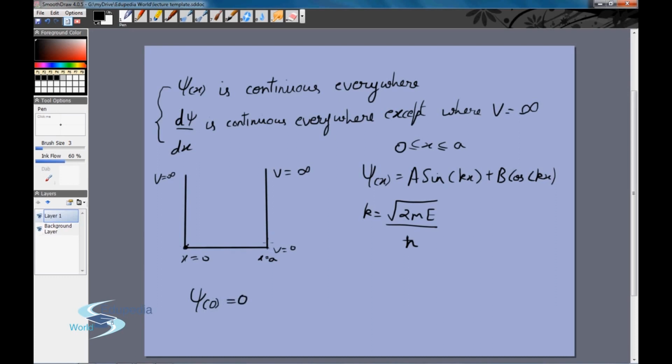Similarly, to the right of x equal to a, the potential is infinity, which means psi of x is 0. That means just at a, psi of x should be 0 as well, because it needs to be continuous. So psi of a is 0. So these are the two boundary conditions.